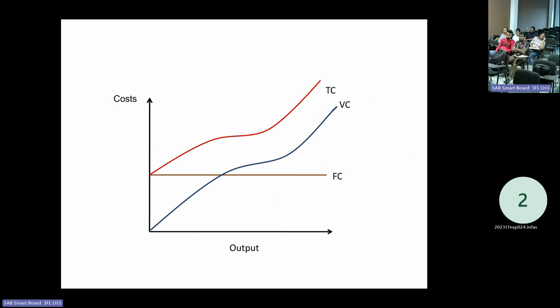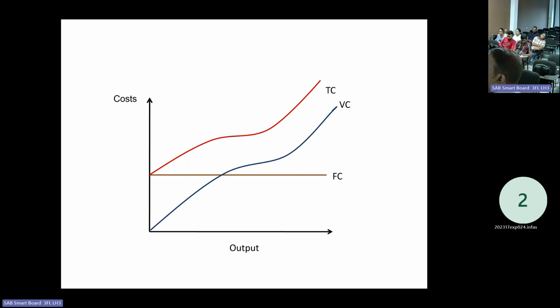So this is the fixed cost. This is the output level on the x-axis, and we put cost on the y-axis. The fixed cost is fixed regardless of the output. It is independent of the output; it's given and already there. So it's a horizontal curve.